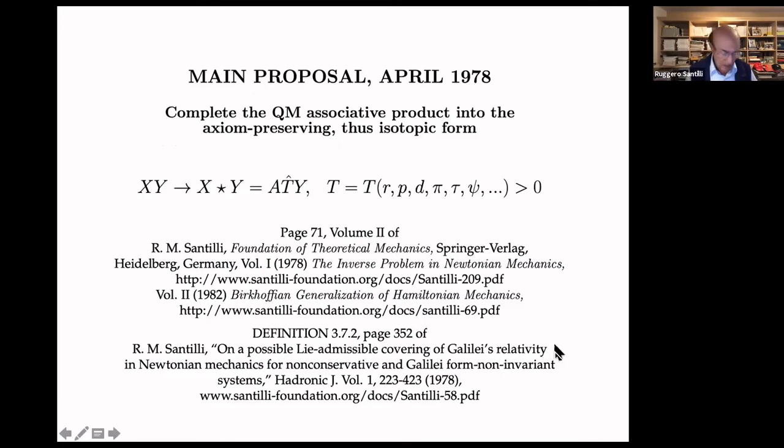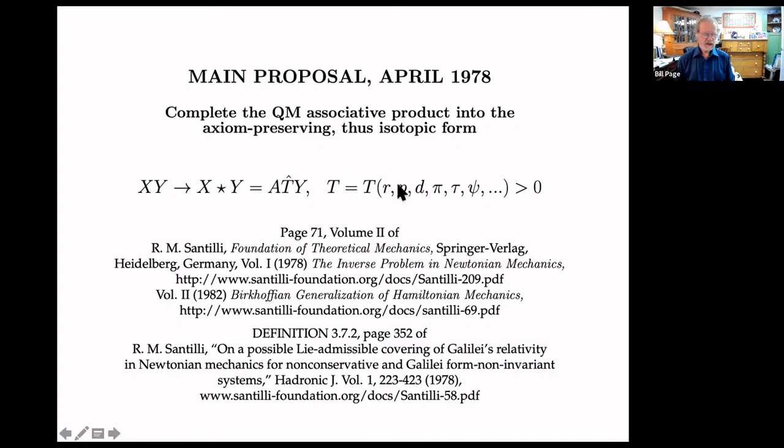My proposal was released in April 1978. I indicated the conventional, simplest possible associative product of quantum mechanics and of applied mathematics has to be lifted. We use the word lifted because I don't know if it is mathematically correct to call it a map or a morphism. It's lifted into a form in which there is a new operator T hat sandwiched in between the elements that you multiply. This new operator, called the isotopic element, is subjected to only one restriction: it has to be positive definite, but otherwise possesses a totally unrestricted functional dependence on anything you can think of.